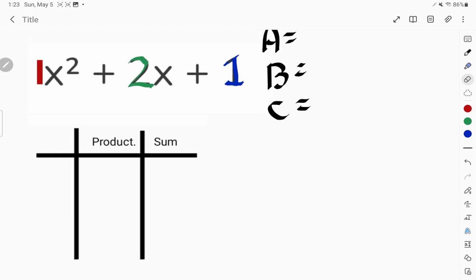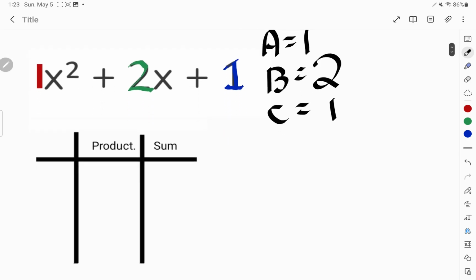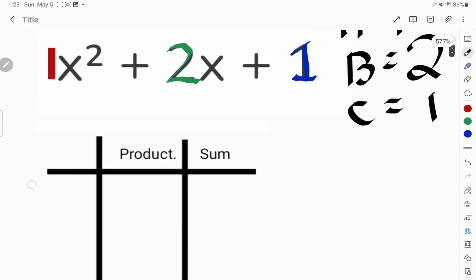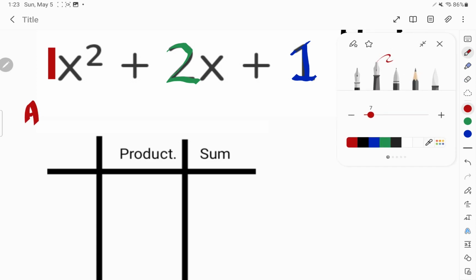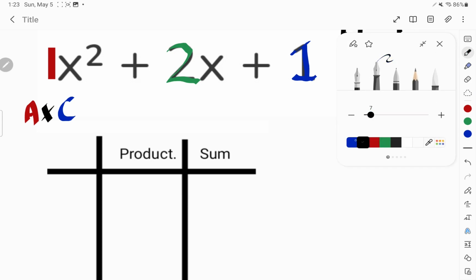I need to label my trinomial. So I know A is equal to 1, B is equal to 2 and C is equal to 1. Okay, that's what we have. Now with this information, we're going to start filling up our table that we have right here. So first things first, you're always going to have to multiply your A times your C. In this case, it is 1 times 1, which is equal to 1.